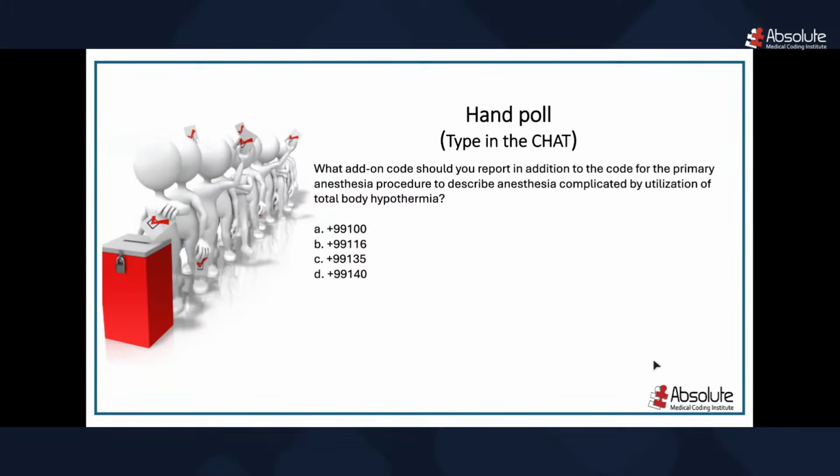Your options are option A 99100, option B 99116, option C 99135, option D 99140. What add-on code should you report in addition to the code for the primary anesthesia procedure to describe anesthesia complicated by utilization of total body hypothermia? Let's go, coders. Leave your answers in the chat. Anesthesia complicated by utilization of total body hypothermia. There you go.